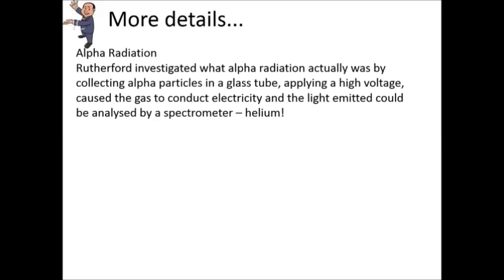Alpha radiation. Originally, Rutherford was investigating what alpha radiation actually was, and he collected alpha particles that were being emitted from a particular source, though he didn't know they were alpha particles, into a glass tube. He noticed that if he applied a high voltage across them and the gas conducted electricity, the light emitted could be analysed using a spectrometer, which you've looked at in year 12, and he worked out that the emission lines were from helium, so deciding from the evidence that alpha radiation must be helium.